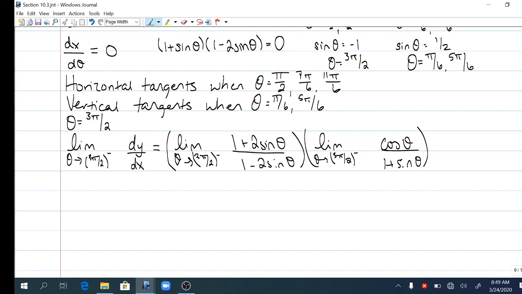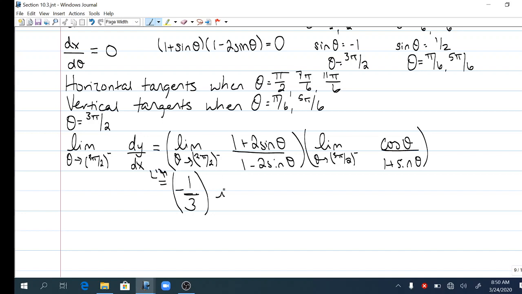Now I notice that when theta is approaching 3 pi over 2 from the left, the first limit would be defined. So we would have, for this first one, the limit as theta approaches 3 pi over 2 from the left of 1 plus 2 sine theta over the quantity 1 minus 2 sine theta. I would get a negative 1 over positive 3. For the second limit, I notice this is the one that causes the 0 over 0. So we need to apply L'Hopital's rule to it.